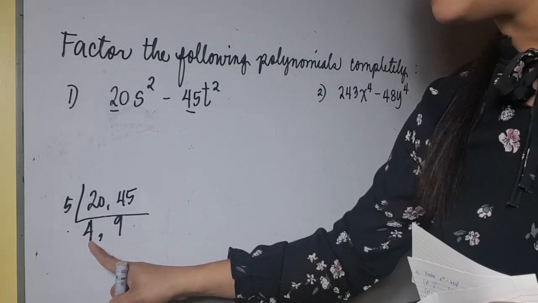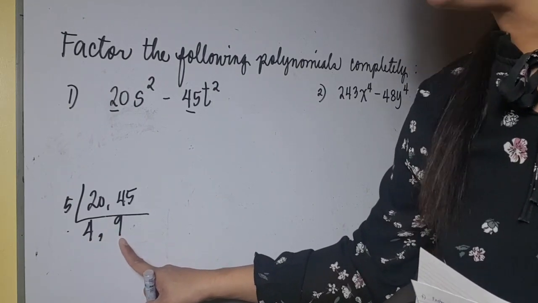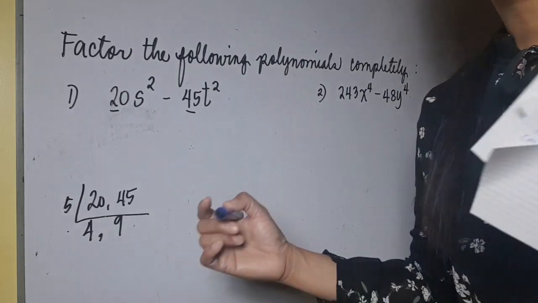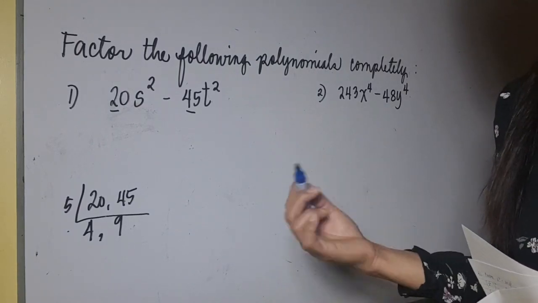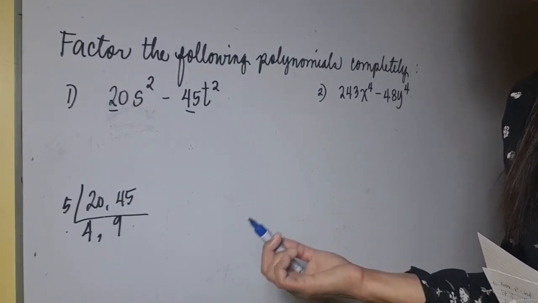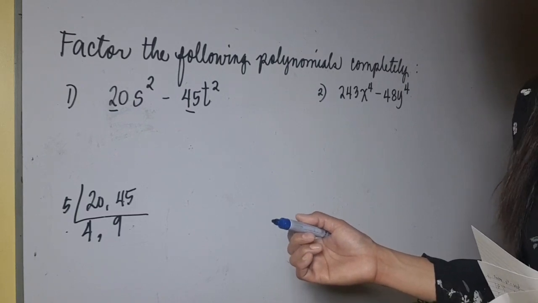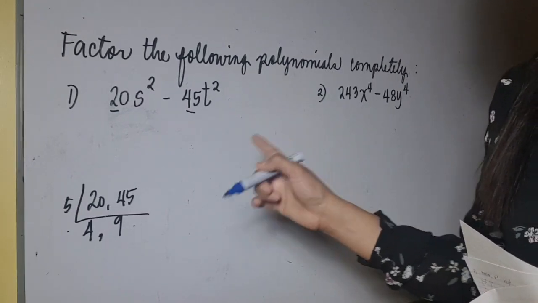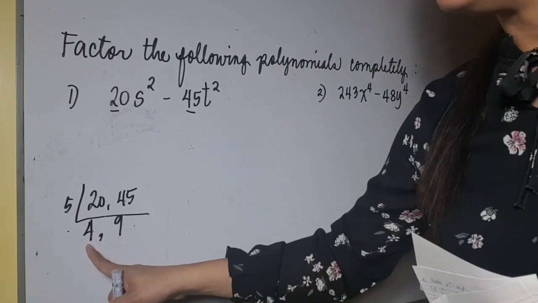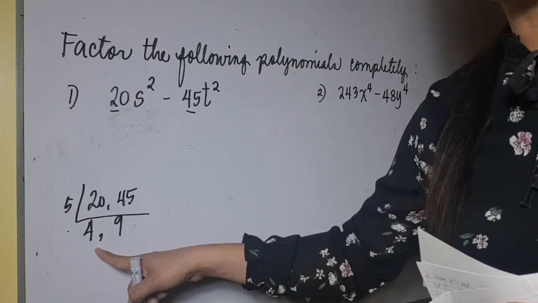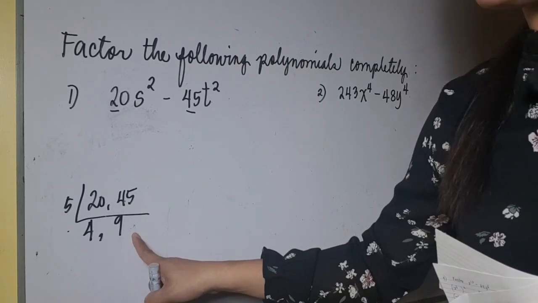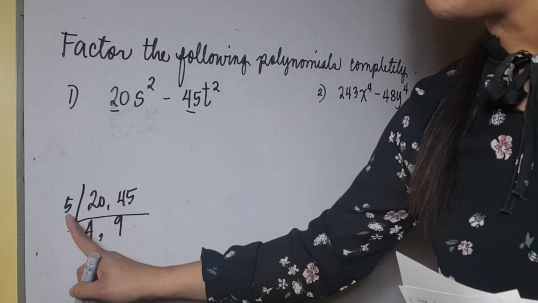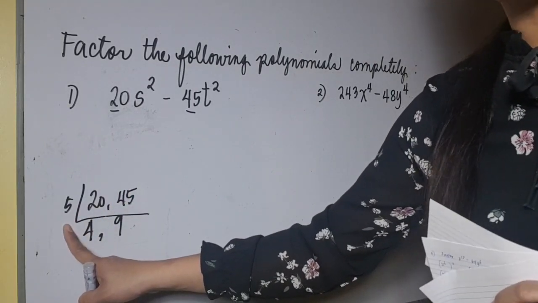So, one is an even number. The other one is an odd number. So, meron bang number na pwede pang mag-divide sa kanilang dalawa? Is there any number, prime number, that can divide the two numbers? Okay. So, wala na. Hindi pwedeng i-divide ng 2 because 4 is divisible by 2 but 9 is not. Not by 3 because 9 is divisible by 3 but 4 is not. So, the common factor is 5.